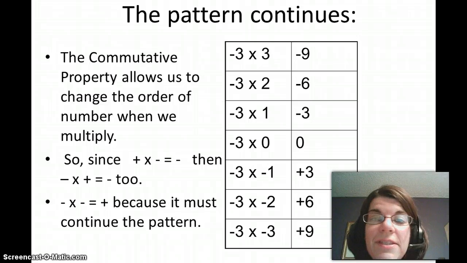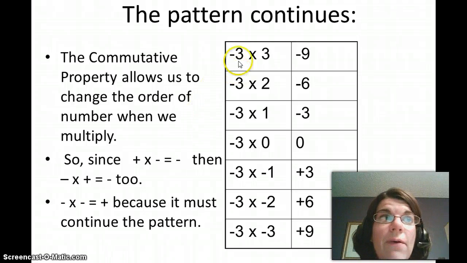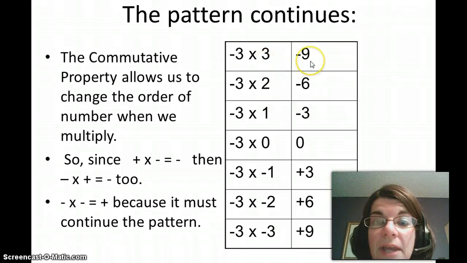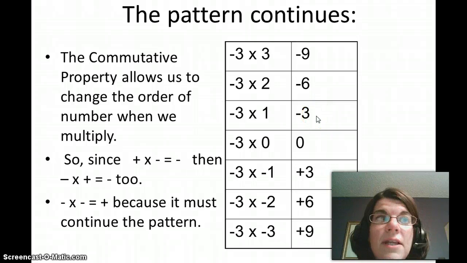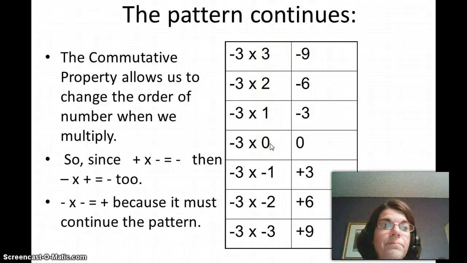Take a look at this. It's the second chart I was telling you about. The commutative property allows us to switch the order. So now I have the negative first. So negative 3 times 3, and I end up with negative 9. And take a look at the pattern for this. Negative 6, negative 3, and then 0. So I'm going down the number line, times 3, times 2, times 1, times 0.